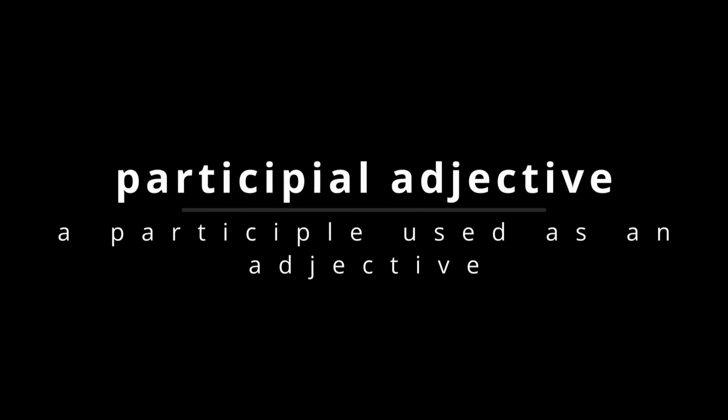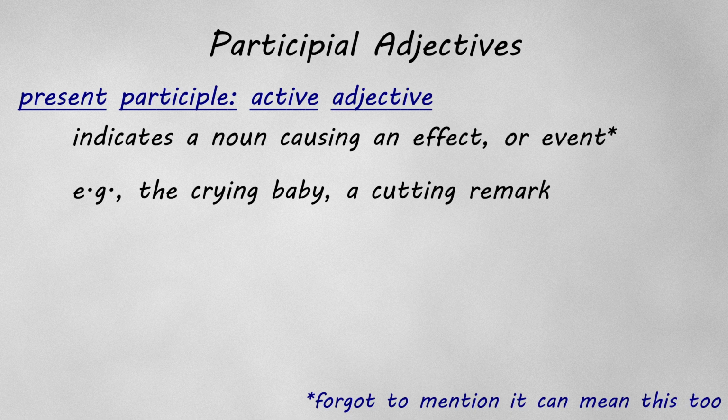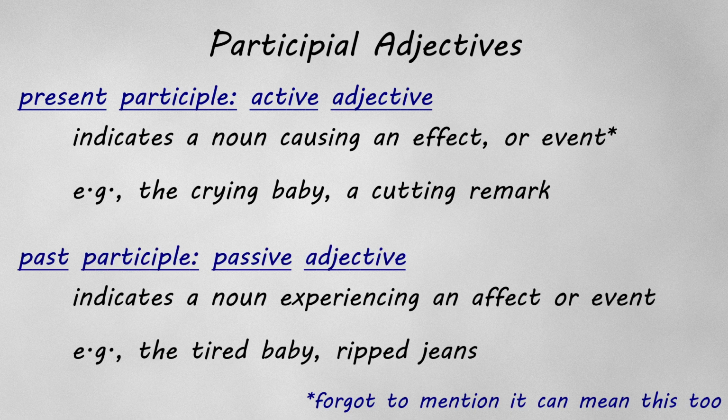Participles used as adjectives, also called participial adjectives, can tell us if something is causing a particular effect or if something is being affected by something else. When we want to say that something is causing a particular effect, we use a present participle as an active adjective, something like the crying baby. And when we state that something is being affected by something else, we use a past participle as a passive adjective, so the tired baby.